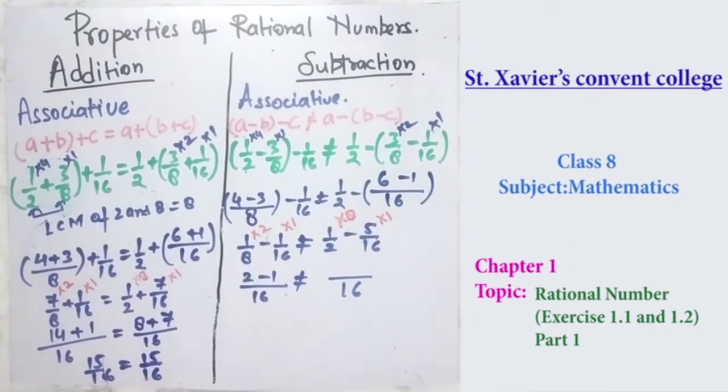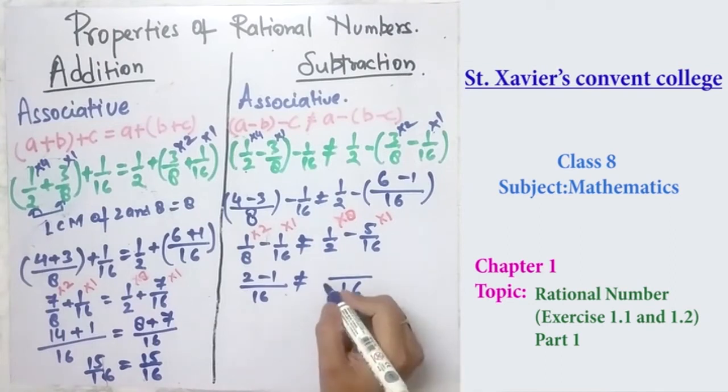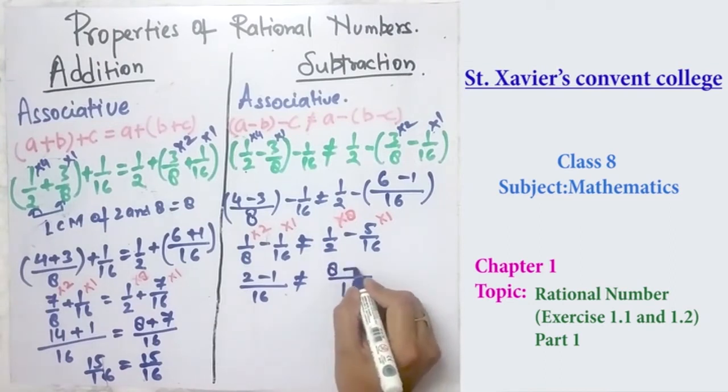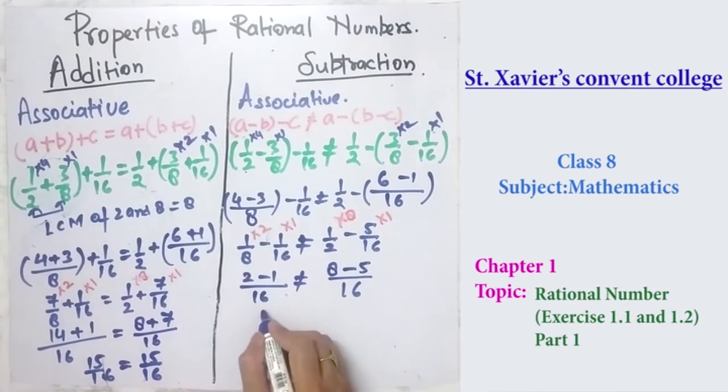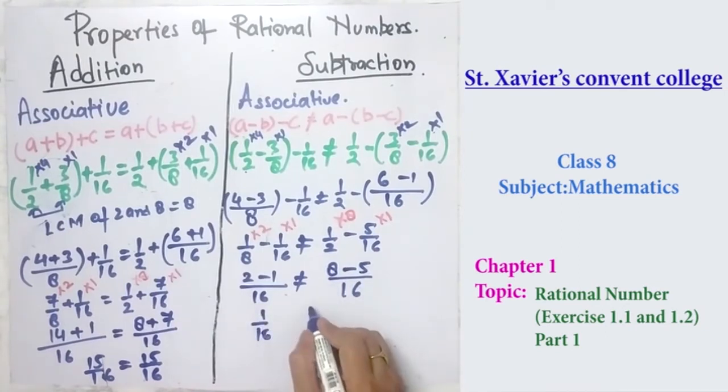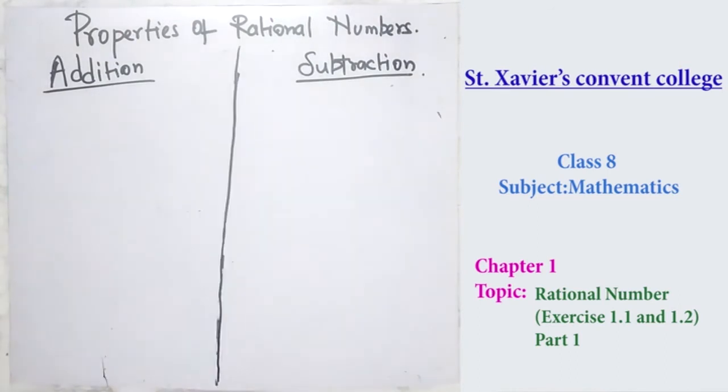So it will come 8 ones are 8, and 5 into 1, that is minus 5. 2 minus 1, that is 1 upon 16, and 8 minus 5, that is 3 upon 16. Are they equal? No, they are not equal. So it is verified that subtraction does not hold with the associative property.